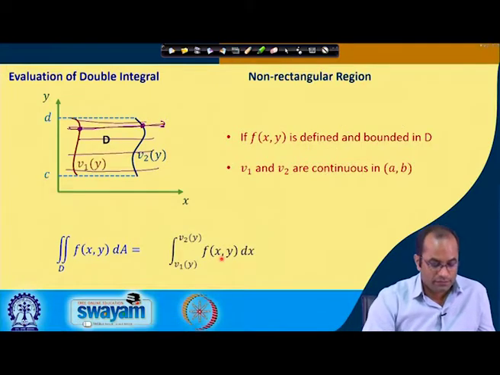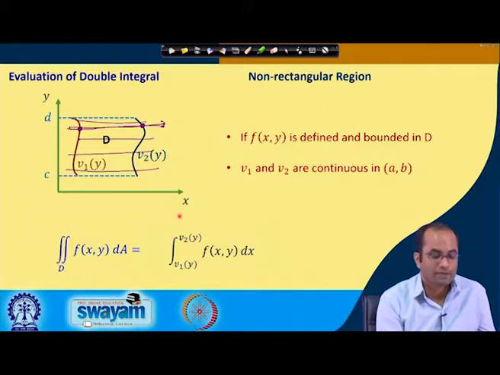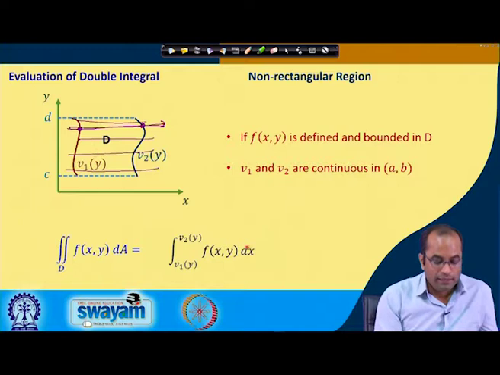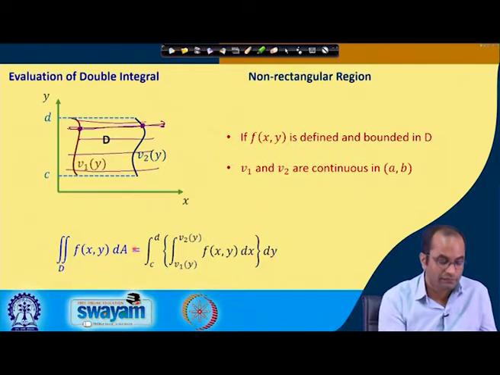And in this case, here the first integral, as I said, we will compute with respect to x now. So, for x we have v1y to v2y, and once we have this integral, which will be a function of y, we will integrate with respect to y then, and for y the limits will be c to d.